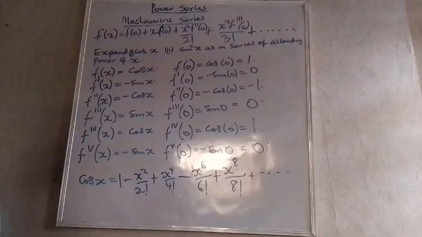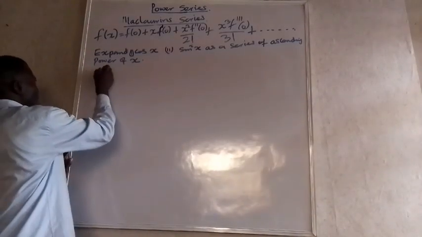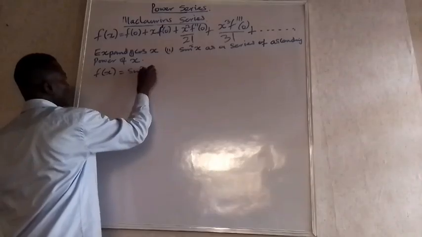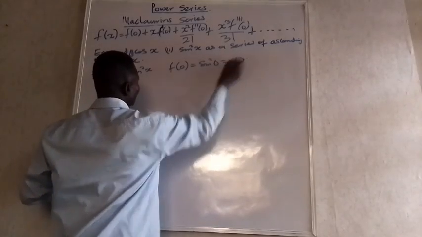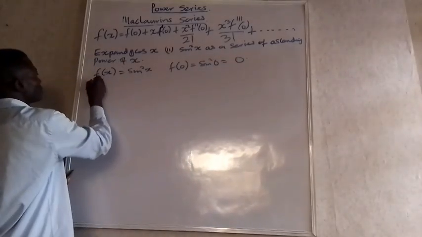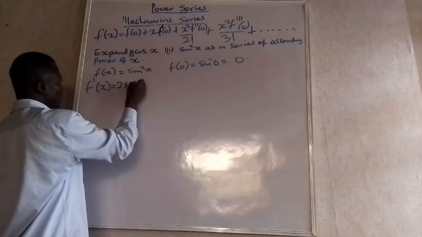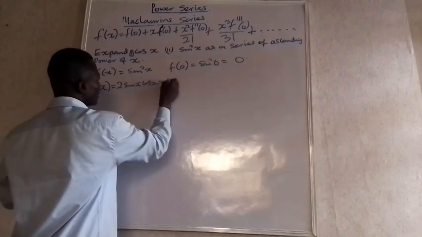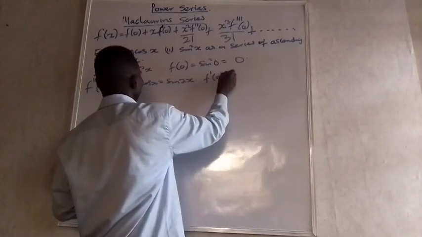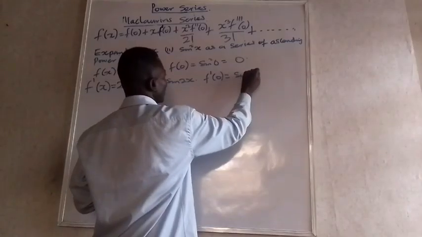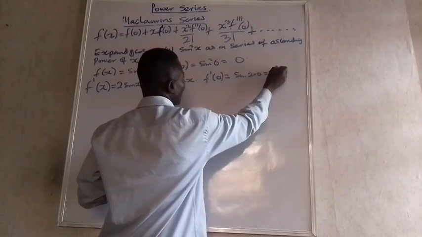Now let's look at the second one. If I want to do that for sin square x, I just do f(x) = sin square x. So f(0) is sin square 0. That's 0. When you differentiate, that's going to give us 2 sin x cos x, which is sin 2x. And then f'(0) will be sin 2 into 0. And that is 0.